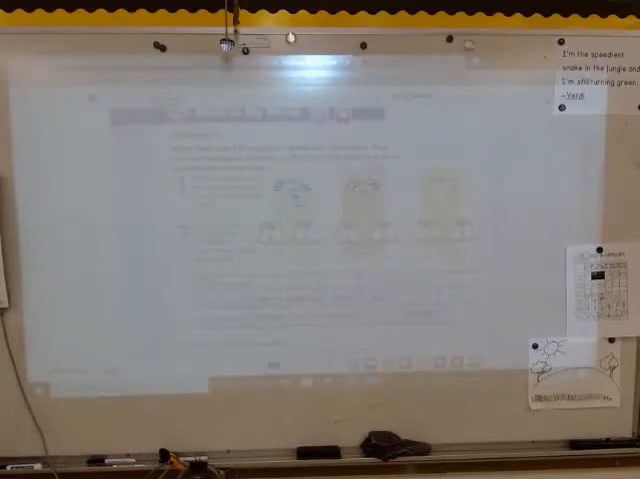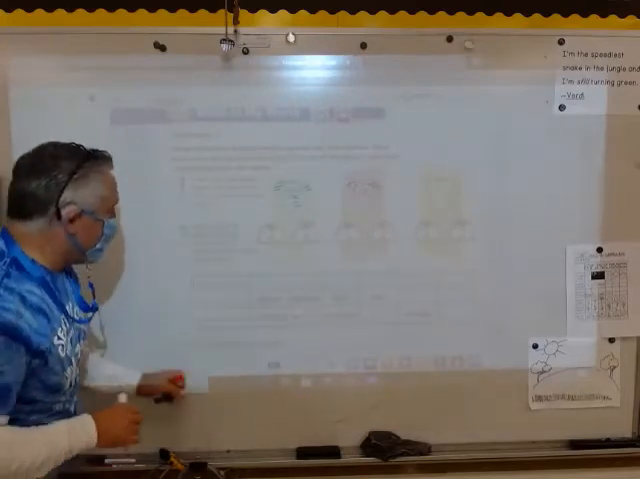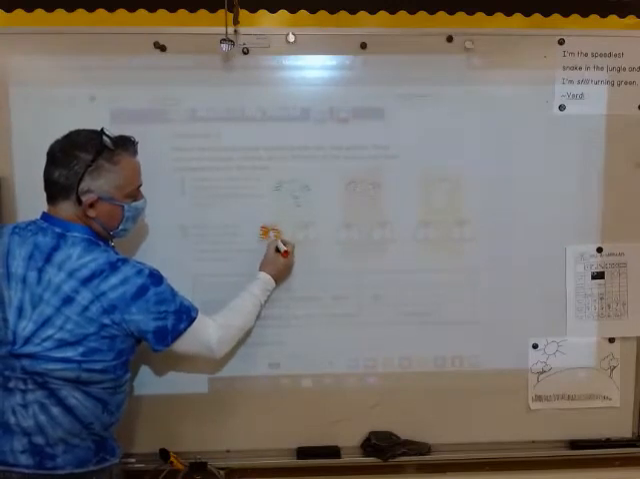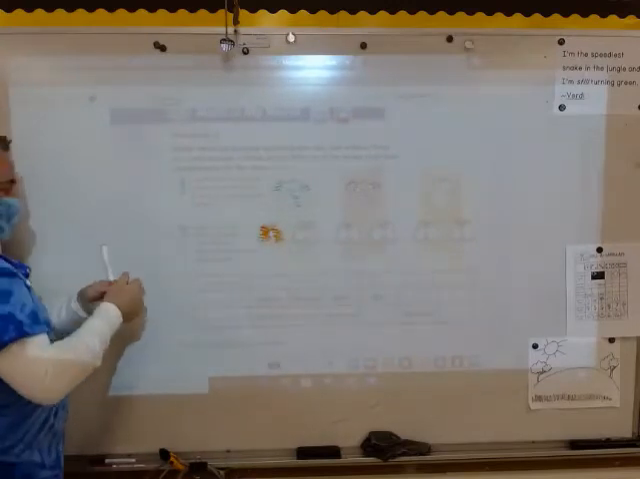All right? Okay, the next thing says, color one pair of shorts orange and one pair of shorts black below each jersey. So that means that as I go under each jersey, one of these I'm going to make orange and one of them I'm going to make black.